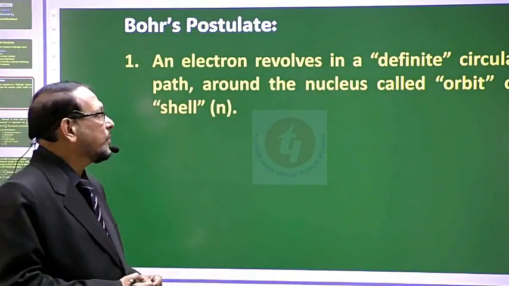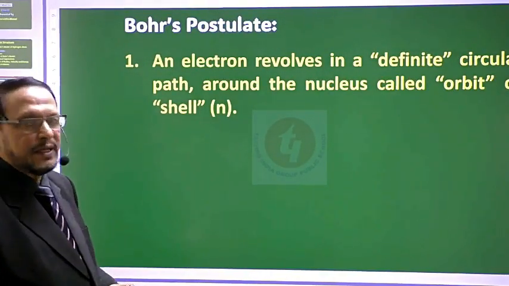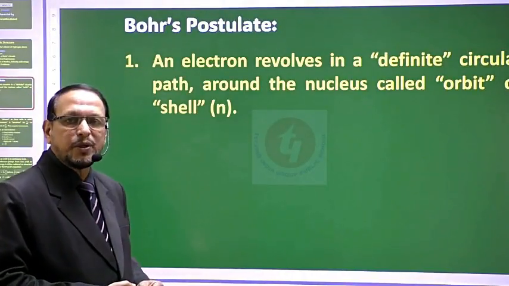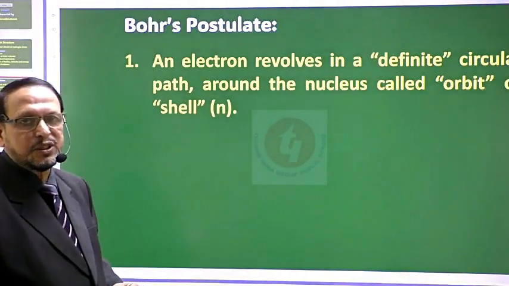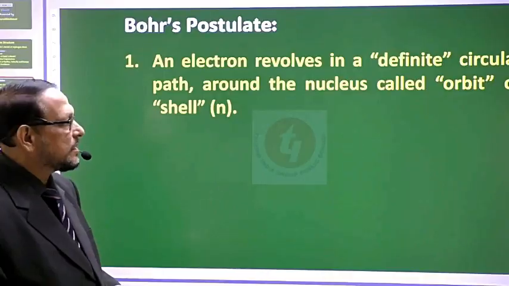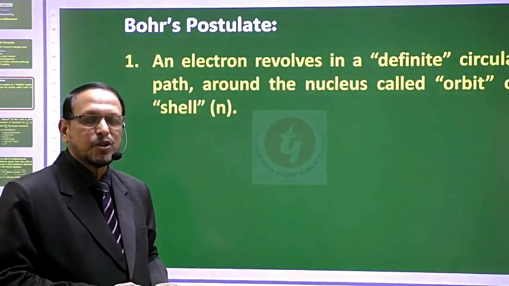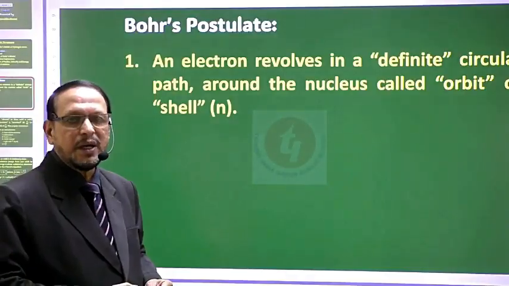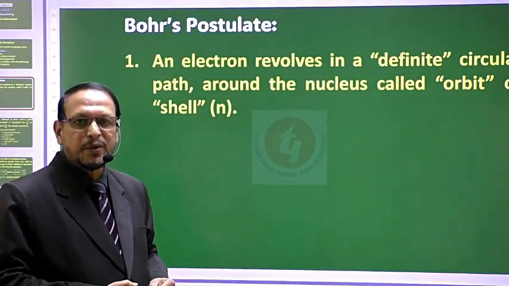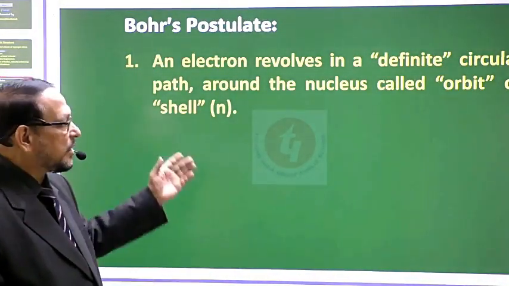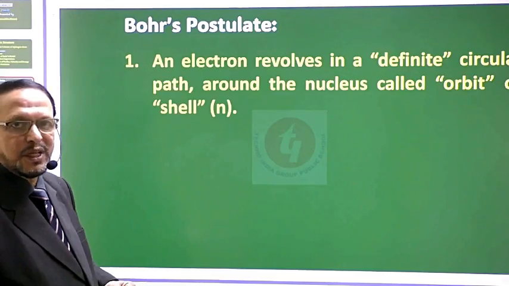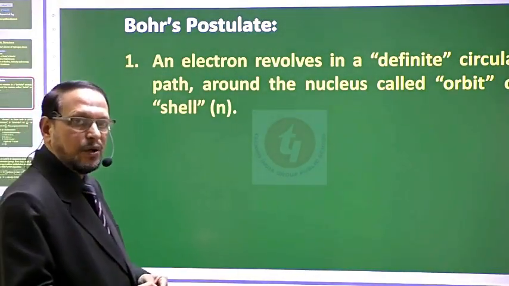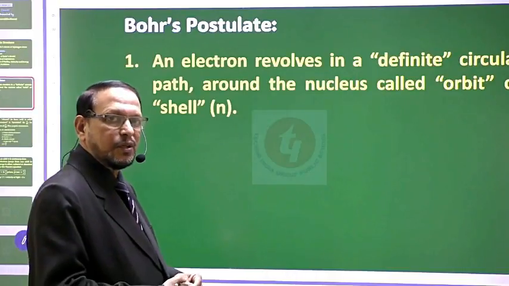An electron revolves in a definite circular path around the nucleus, called an orbit or shell, which is denoted by n. So this is the first postulate of Bohr's theory. Here we get the idea of the orbit or shell in which the electron revolves.